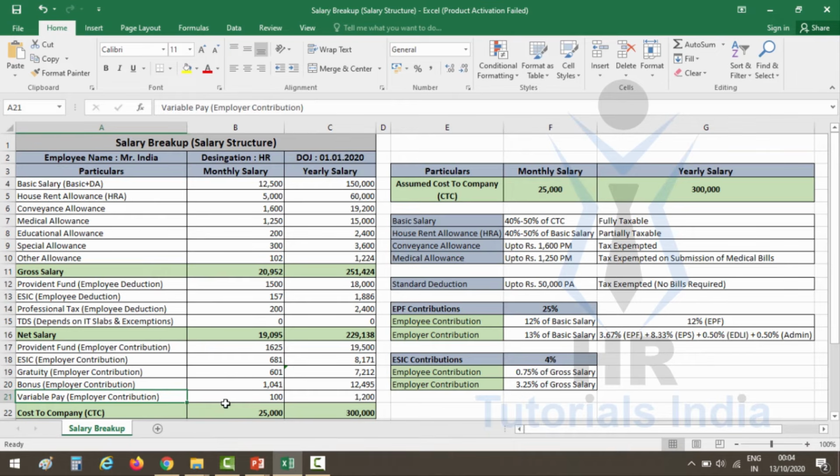Then comes the variable pay. Variable pay depends upon each company. A few companies give the variable pay and a few companies don't pay it. But I have taken a variable pay of 100 rupees, an approximate figure.